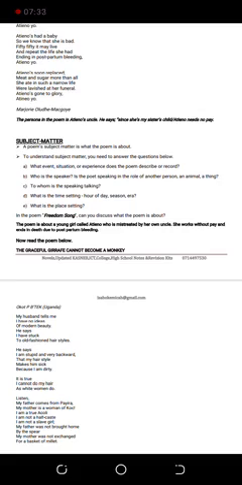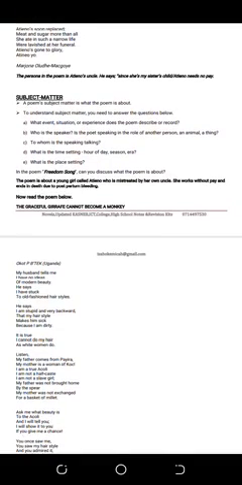4. What is the time setting, hours of the day, season, and era? Last but not least, what is the place setting? So those are some of the questions that you need to ask yourself to be able to give fully what the poem is all about. Remember, a question can have 3 or 4 marks. Are we together?